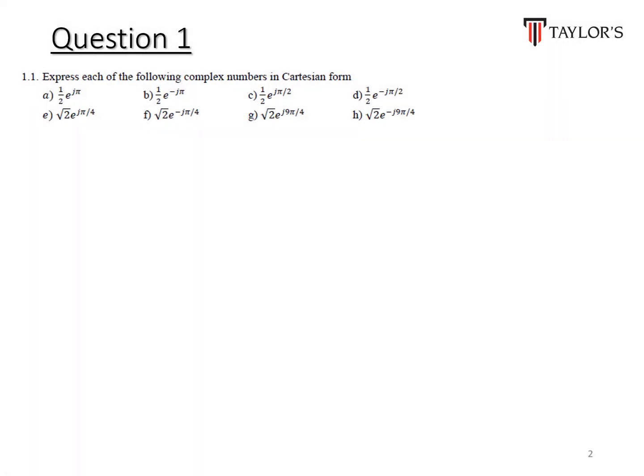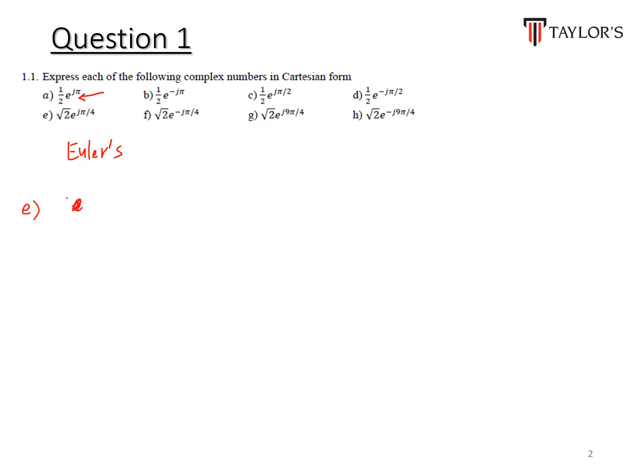Let us look at question 1. Question 1 is asking you to express each of the complex numbers in Cartesian form, and you can notice that each of them is actually in polar, in the complex exponential form. To change it, you just need to apply Euler's formulas. So let us try example E. Alright, and then the rest you should be able to do yourself.